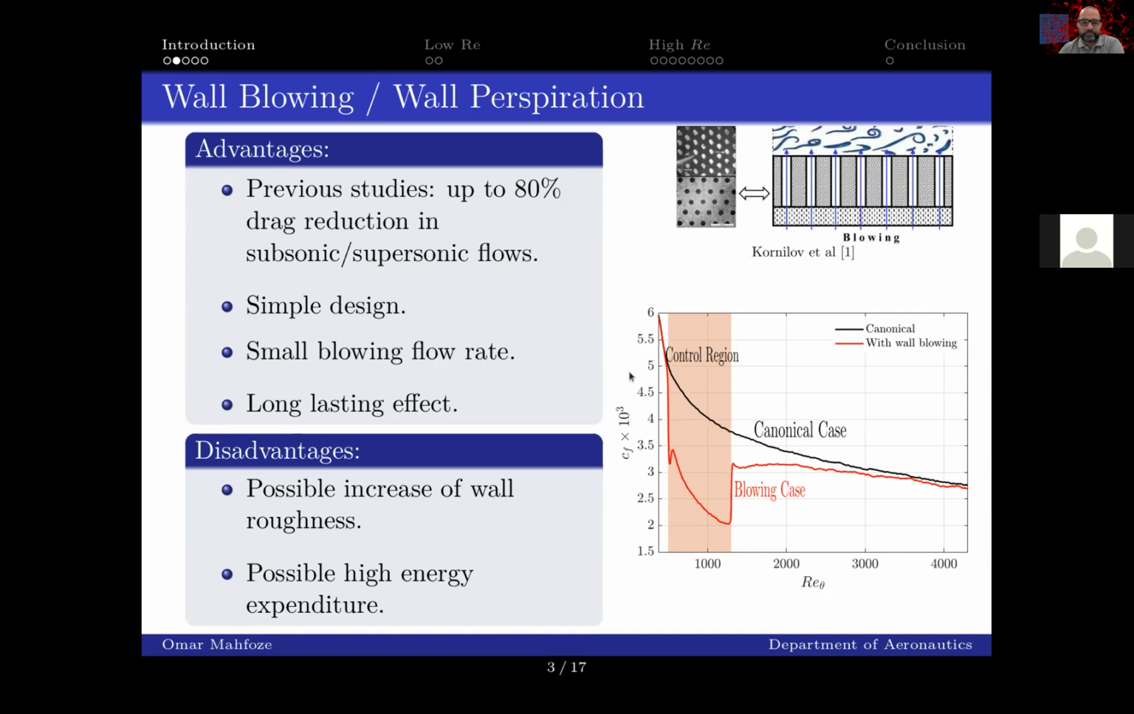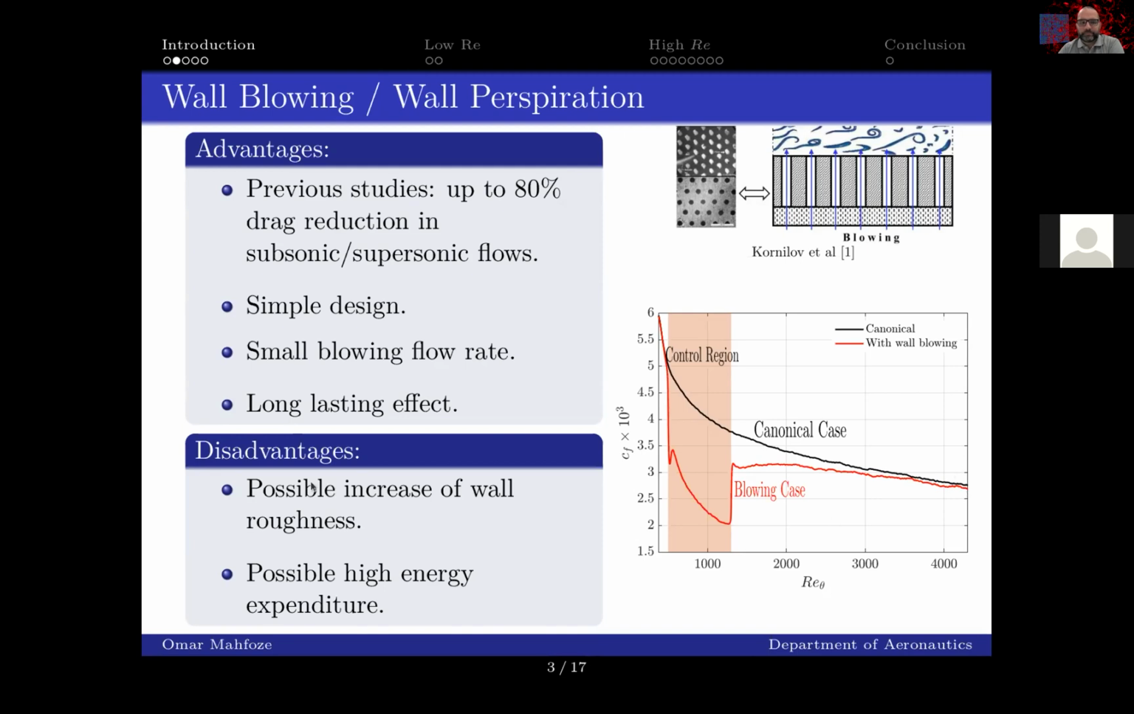Another key feature of the blowing, if we look at this example here for a thermal boundary layer: if we apply the blowing in this region, then we see a significant drop in the skin friction drag over the whole control region. But after the control region, we still have this significant drag reduction that lasts for a very long distance downstream.